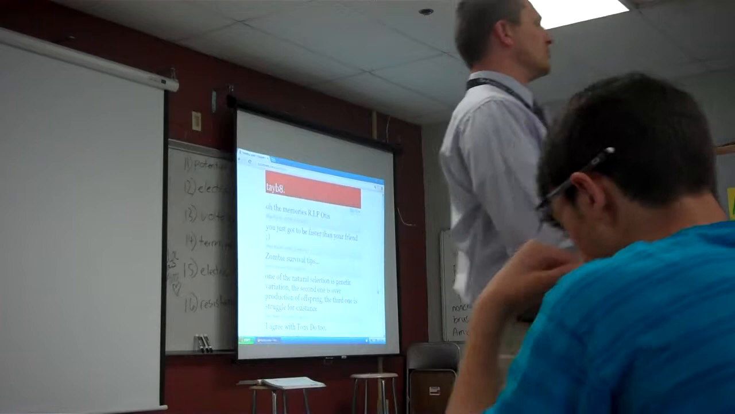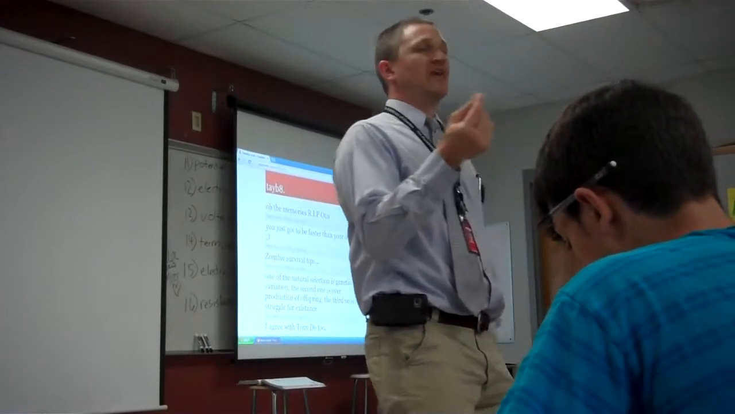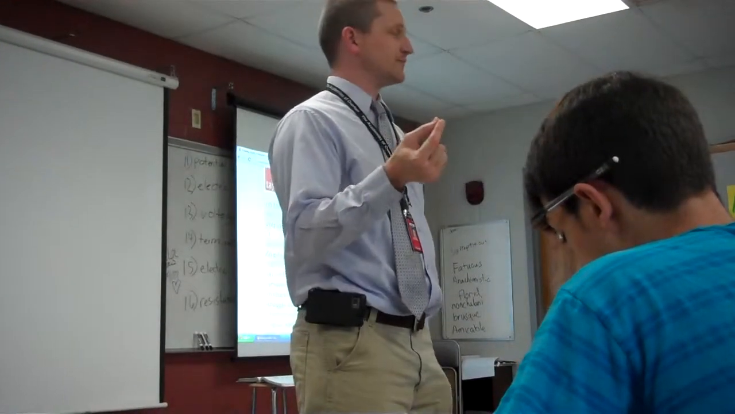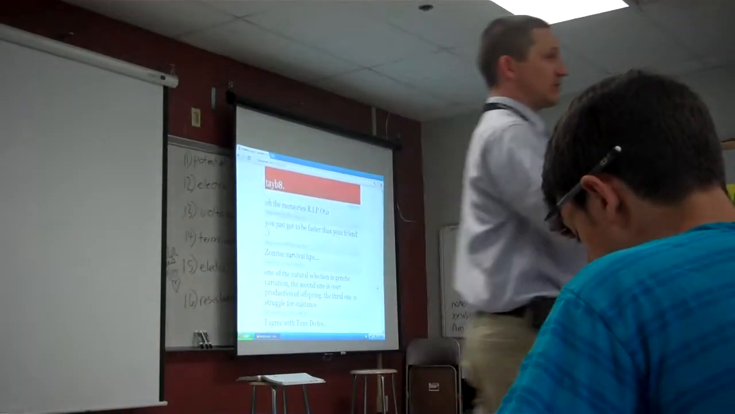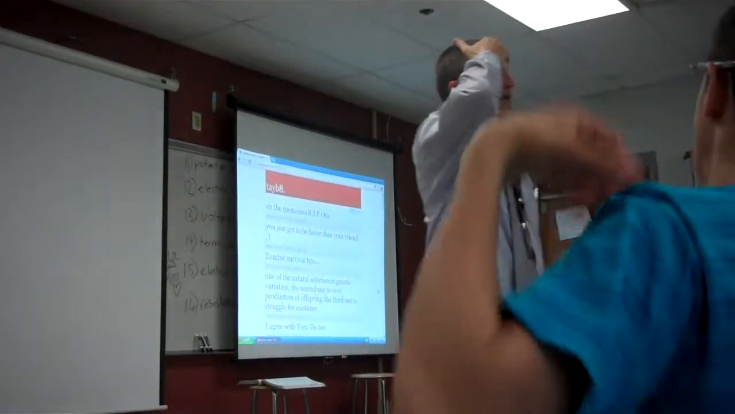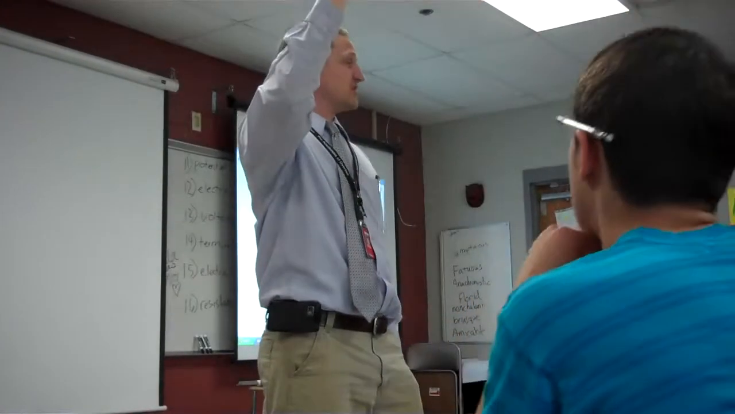Anyway, let's talk about one of the major points of natural selection, which is overproduction of offspring. If more babies are produced than can survive, which ones are going to survive? The ones best suited for that environment. We're going to see an example of this in just a minute. But does it always mean the strongest and the fastest?